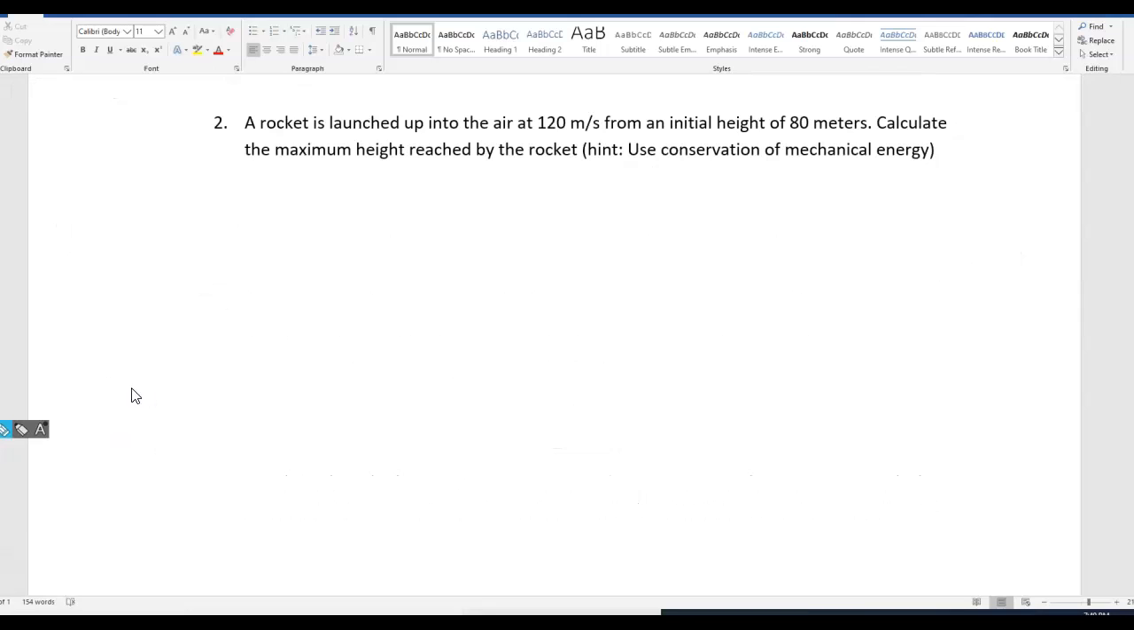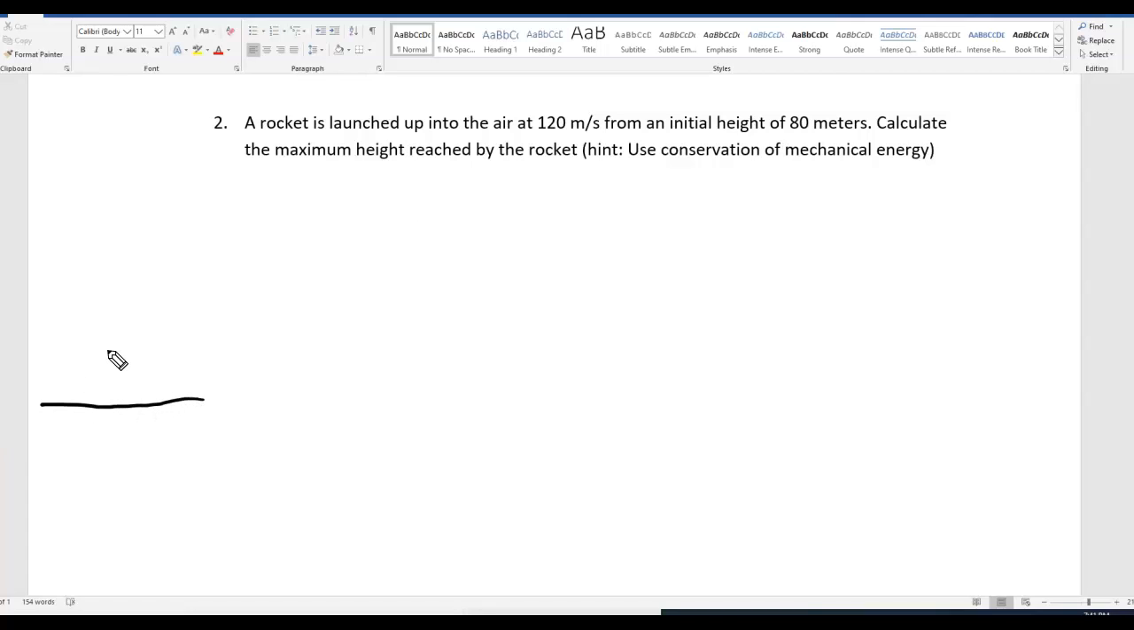Question 2 says a rocket is launched up into the air at 120 meters per second from an initial height of 80 meters. Calculate the maximum height reached by the rocket. Hint, use conservation of mechanical energy. So try to answer this question on your own if you can. So let's start, maybe a picture might help. Now, I cannot draw a rocket very well.